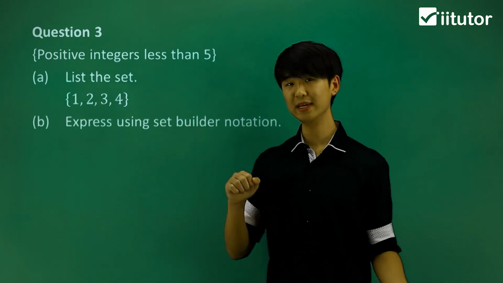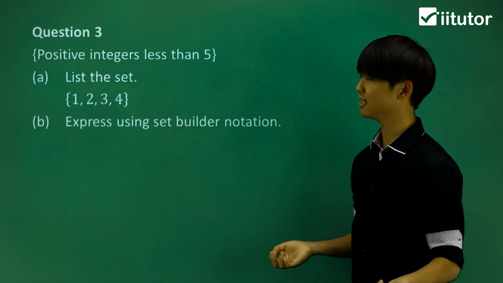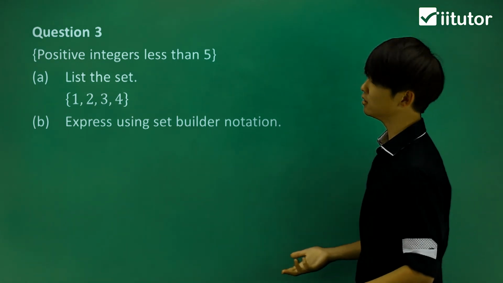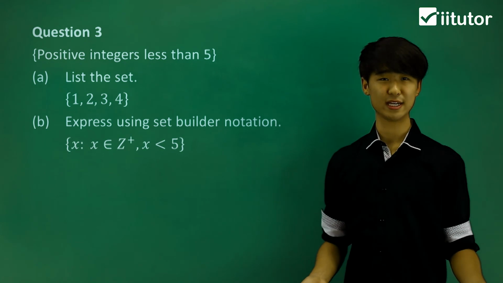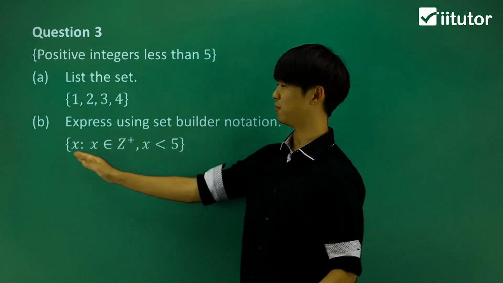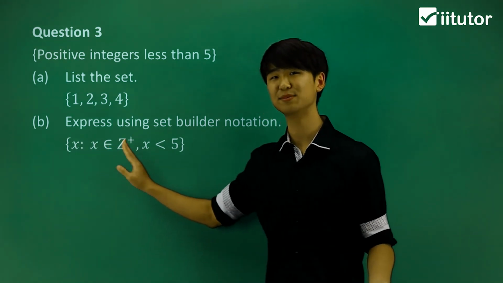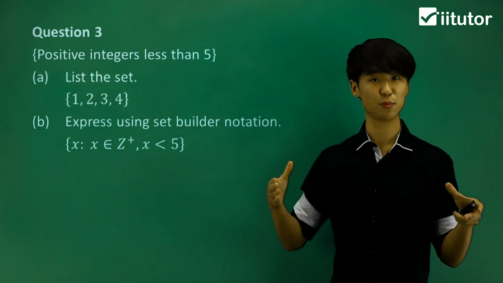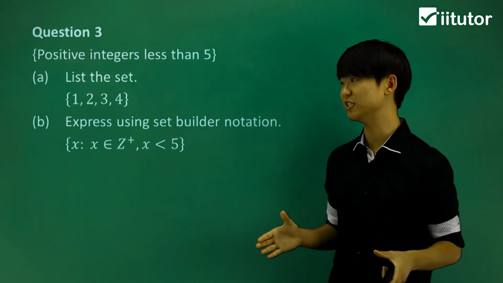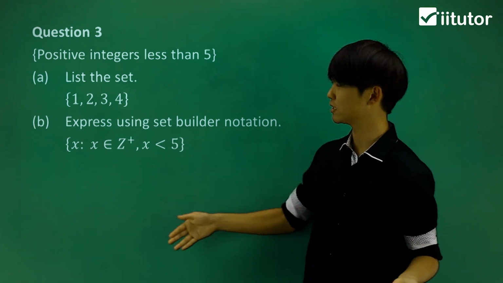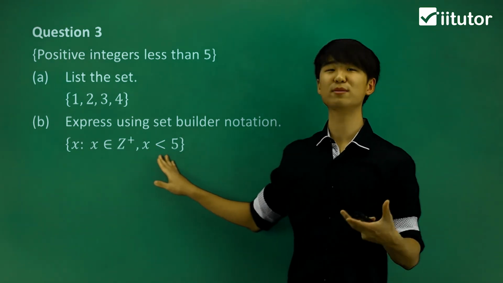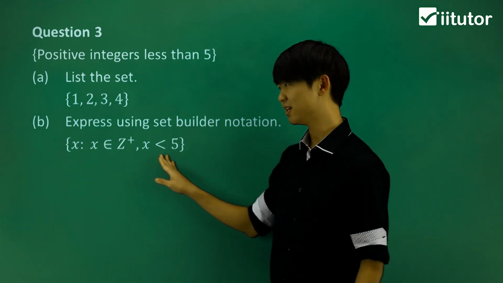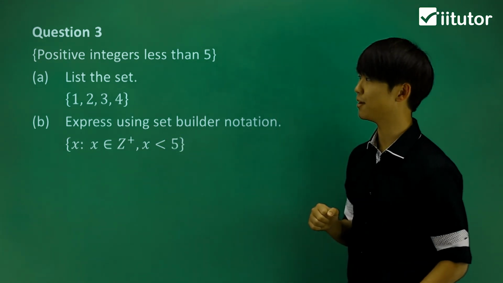Now in part B, let's write this in set builder notation. I want you to have a go as well, and I'll put the answer up here. For my x values, x is an element of Z plus, to indicate that it's the integers, but the positive integers only. So that's represented by the Z plus. And to describe the situation, we're going to say x is less than 5. So that's the set builder notation in part B.